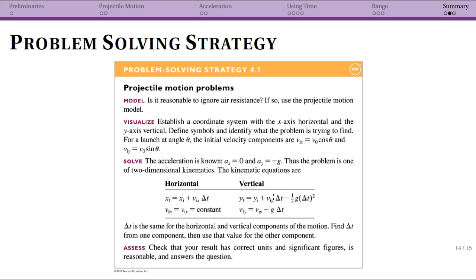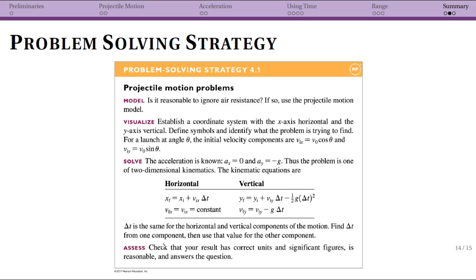So usually you'll have enough information to solve either in x or in y. Find delta t and plug that in for the other. So you're frequently going to need 2 or 3 equations from this. So at the very end, look at your answer. Does it make sense? Is that a reasonable distance for that object to go in that scenario? Or is that a reasonable height? Is that a reasonable amount of time in the air?